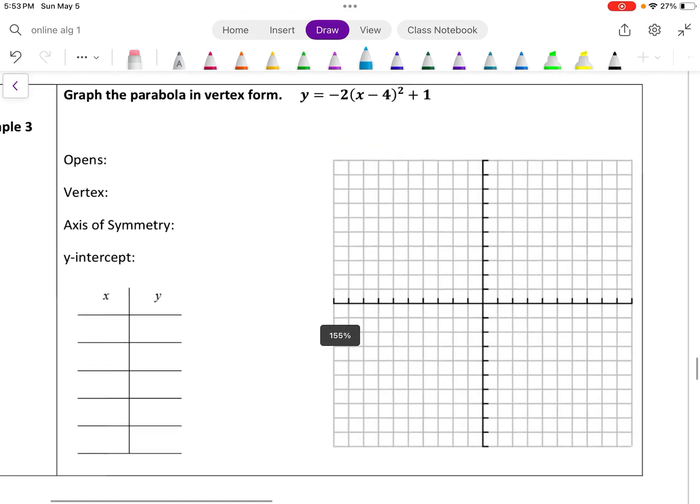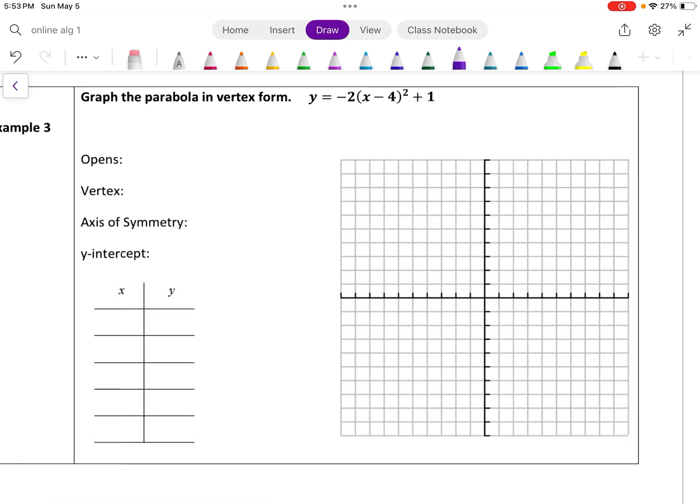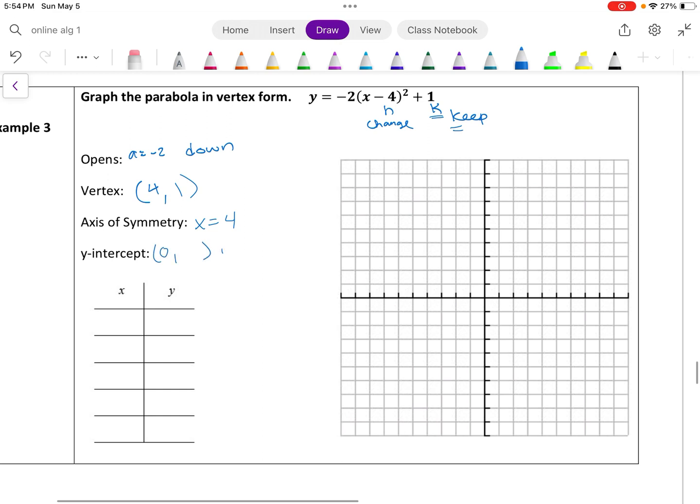Let's do one more example for vertex form. It would be a good idea to pause and see if you can do this for yourself. See what you're understanding, what you might have questions on. All right, so our a value is -2. This is going to open down. Our h value and our k value, well, we change the sign here, so that's a positive 4. We keep the sign for k. That's a positive 1. So our axis of symmetry is 4.